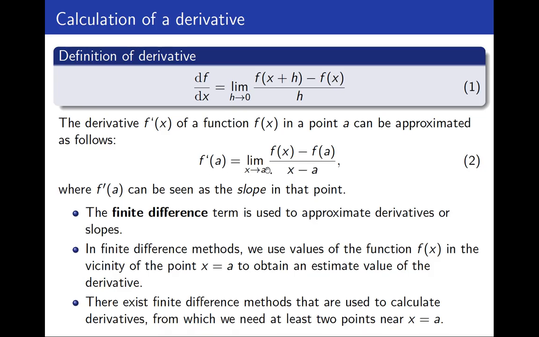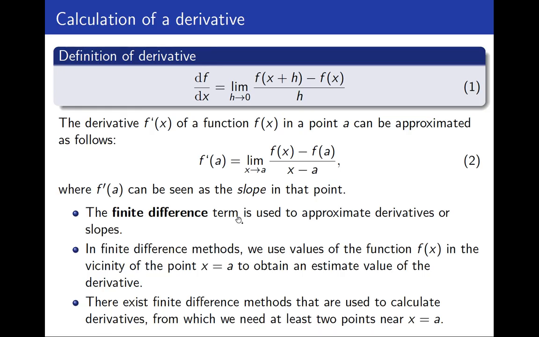That computation is carried out as follows. We need to obtain the limit of the function evaluated at x, minus the function evaluated at the point a, divided by this difference x minus a, applying the limit when x tends to a. This limit can be seen as the slope of the tangent line at the point a of the function f. So the finite difference term is used to approximate derivatives or slopes.